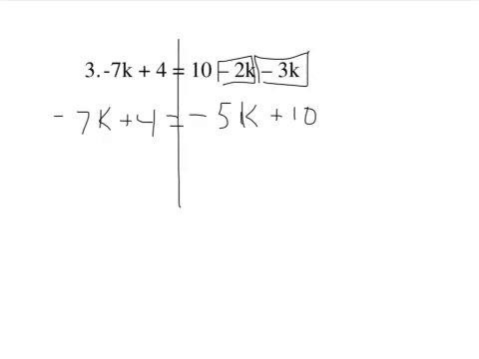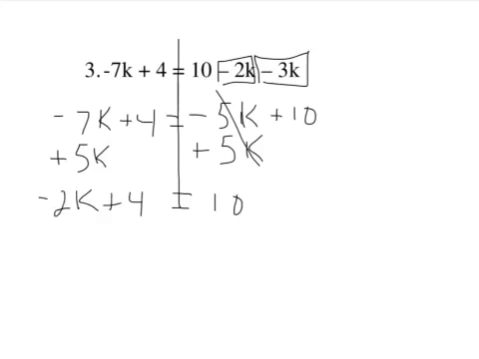Now I notice that I have a variable on the left side and the right side, so I want to move them all to one side. It doesn't matter which one we pick, so I'm just going to take the negative 5k and I'm going to move it to the left side. So that cancels there. I'm left with the 10, and I'm going to add 5k to this side. Leaves me with negative 2k plus 4. Then I'll solve it like I did before. We will do the opposite operation, so minus 4 on both sides.